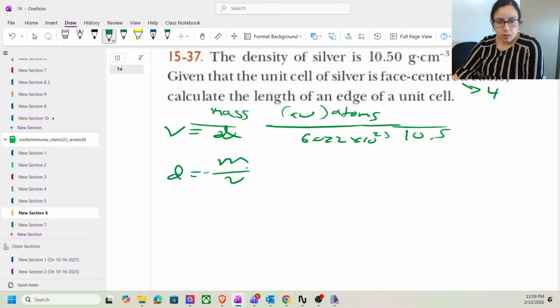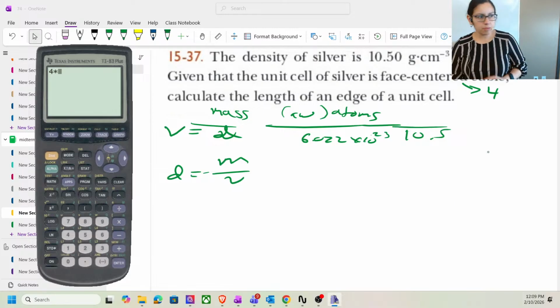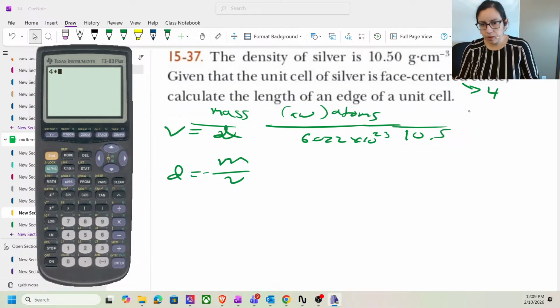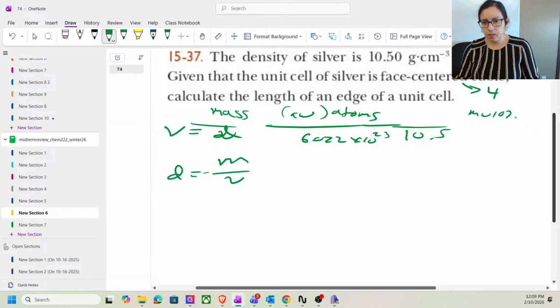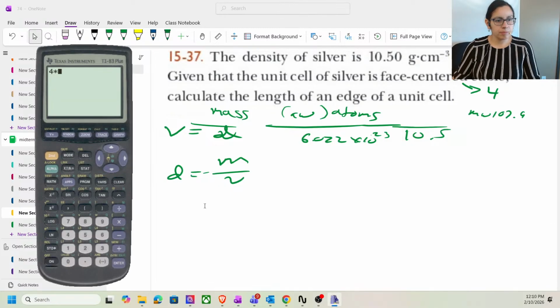So yeah, I'm going to do basically what you said. And then I want to solve for volume. So mass over density. And then silver is 107.9, right, for the molecular weight? So plugging that in.